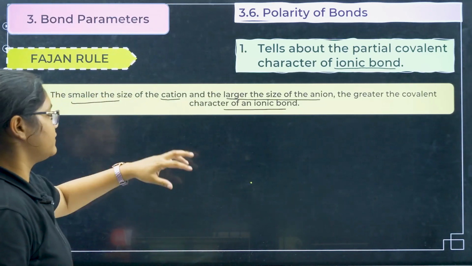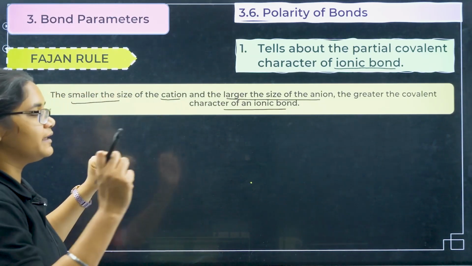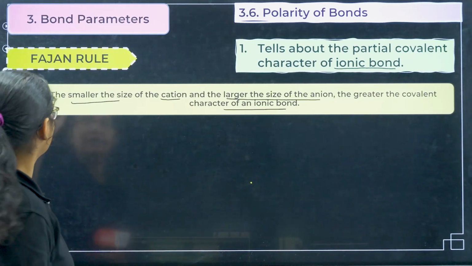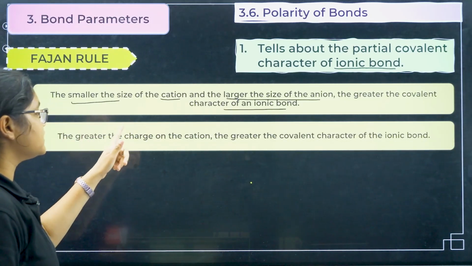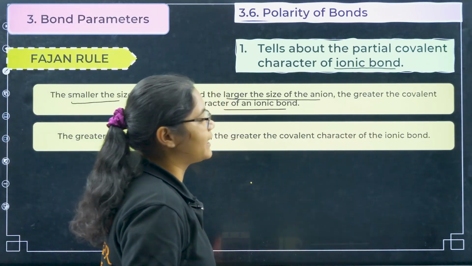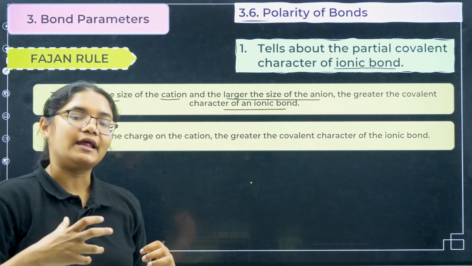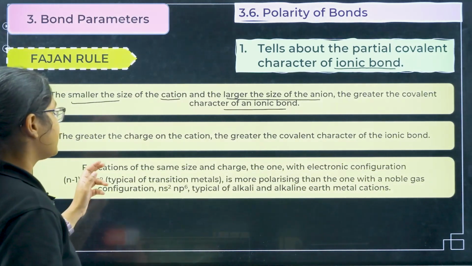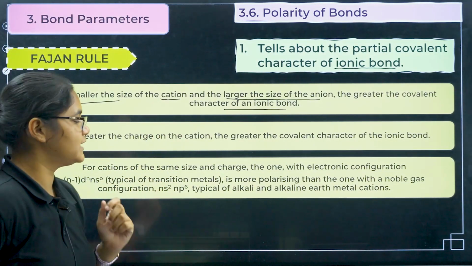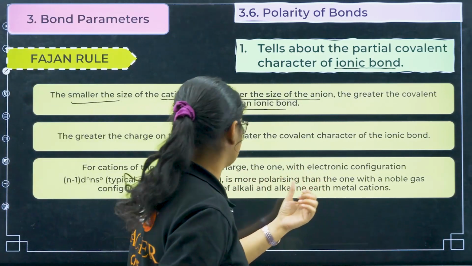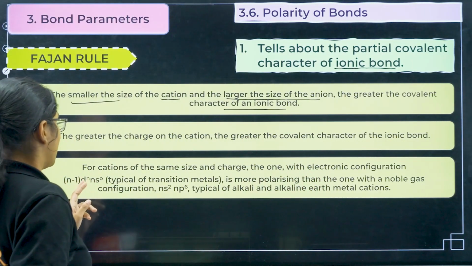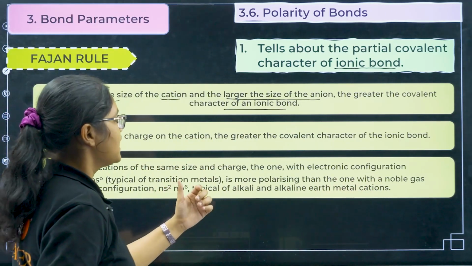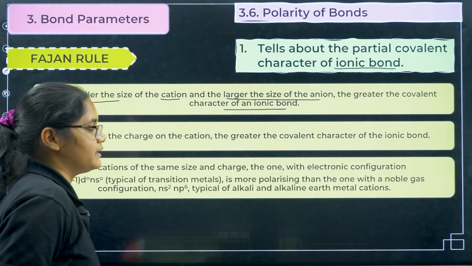Suppose I have an ionic bond in which the cation is very small and the anion is very large, then it has a much larger covalent nature. Okay, and one more thing, if the charge of the cation is more, greater is the covalent character of the ionic bond. So if the charge on the cation is more, then also covalent nature is more. Okay, now for cations of the same size, the one with the electronic configuration (n-1)d and ns0 is more polarizing than the one with a noble gas configuration ns2 np6, typically of alkaline and alkaline earth metals.